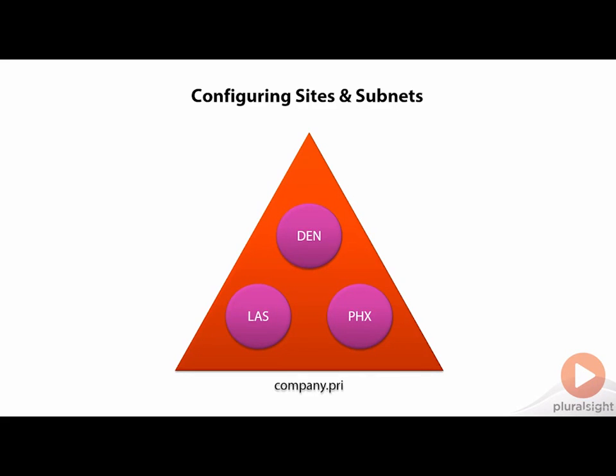Back in the last series in this learning path, I explained how we were creating this domain, company.pri, single domain, single forest, and how the domain company.pri actually has three different sites built into it. We have our Denver site, we have our Las Vegas site, and we have our Phoenix site. And the notion here is that we have essentially a distributed network.